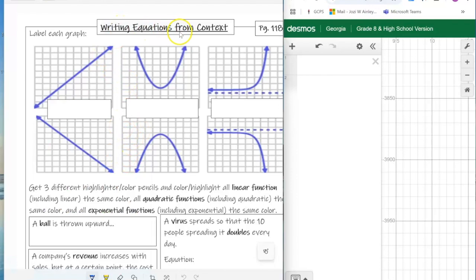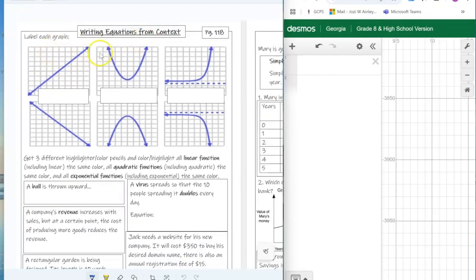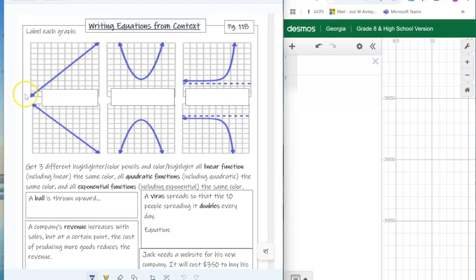I want to take a look at writing equations from context, okay? So whether they're linear, quadratic, or exponential. But before we do that, we're just going to quickly remind you what the shapes look like. If it is a straight line, whether it's going up or going down, this is a linear function.